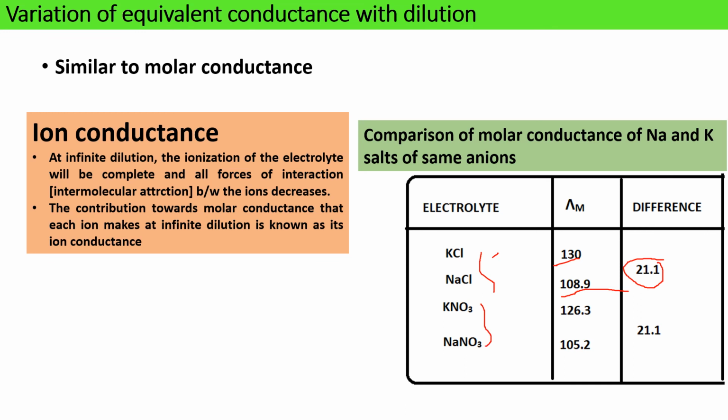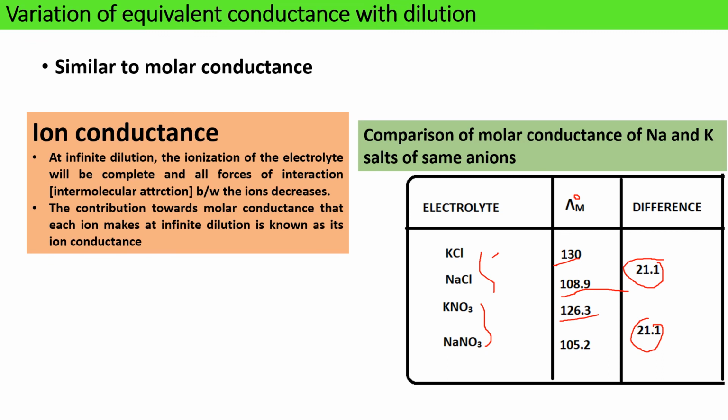Next pair of salts, potassium nitrate and sodium nitrate. You can see here the anion is nitrate, that is the same here. For potassium nitrate, the molar conductivity value is 126.3, and for sodium nitrate it is about 105.2, and its difference is 21.1. So the same difference of 21.1 ohm inverse centimeter square is found for the lambda m0 values, the infinite dilution value, of any pair of sodium and potassium salts.